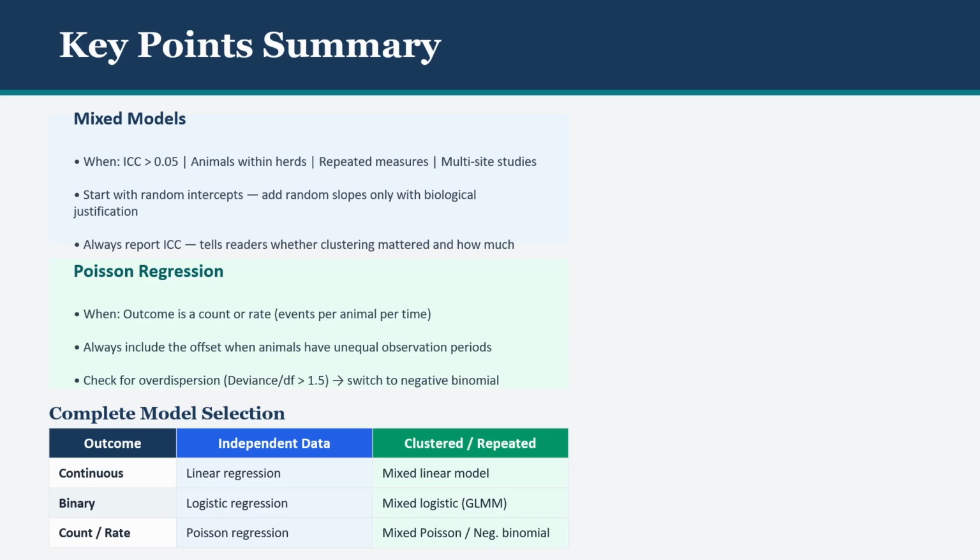The core message of this talk: when you ignore clustering in veterinary data, you underestimate standard errors, inflate test statistics, and generate false positives. The mixed model is not optional complexity. It's the correct model for the data structure that characterizes most veterinary research. Use it whenever your data has a hierarchical structure and report the ICC.